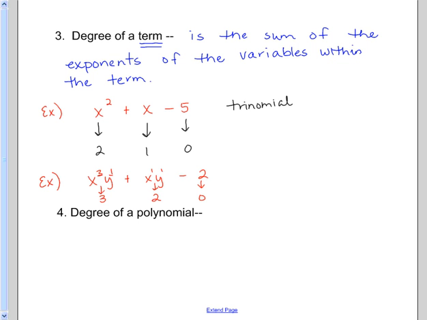Okay, so if you're looking for just the degree of a term, you either look at just the exponent or add the exponents together if there's more than one variable within the term. Now the next thing is finding the degree of a polynomial. For the overall polynomial, we still have to look at the individual terms, but we say that the degree of the polynomial is the greatest degree of any term in the polynomial.